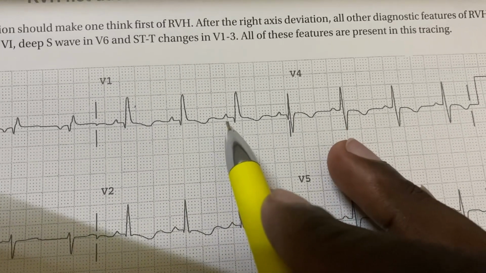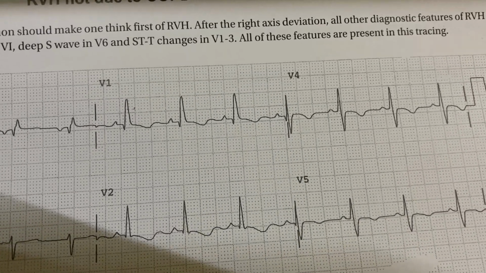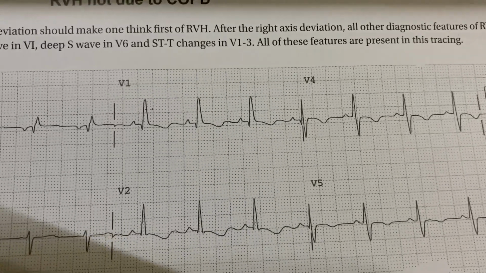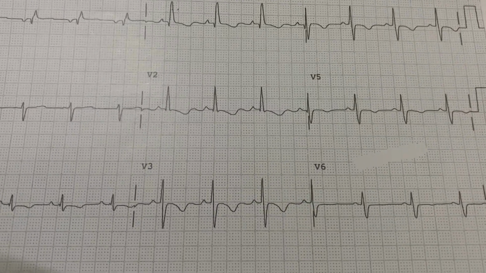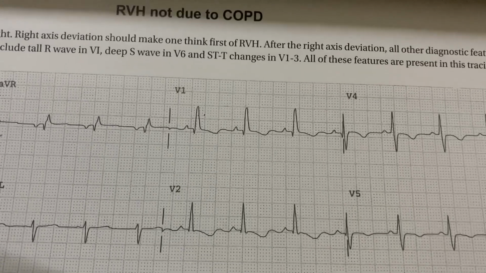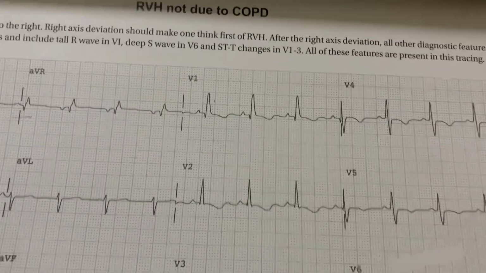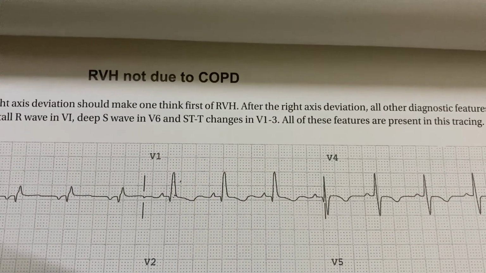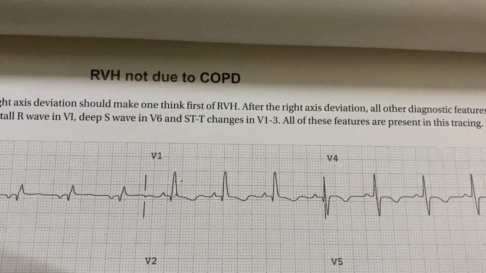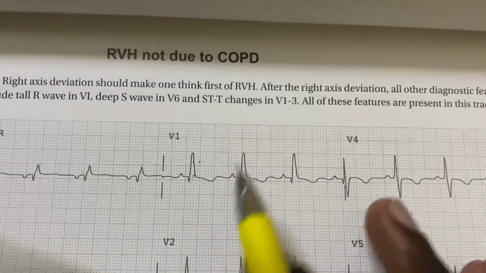So it is wider, almost 10 millimeters, showing non-specific interventricular conduction delay. The wider the wave, the slower the impulse conduction, and the longer the time it takes. So this one appears wider and taller. This is one of the morphologies of right ventricular hypertrophy.